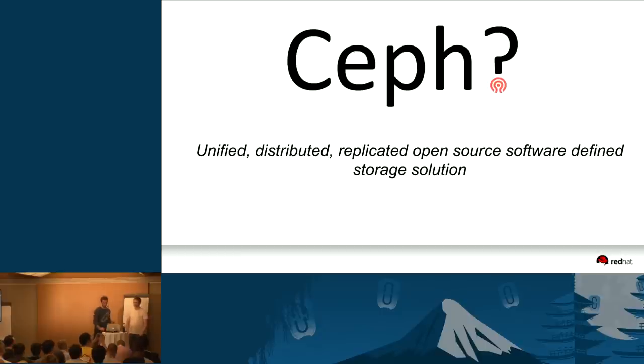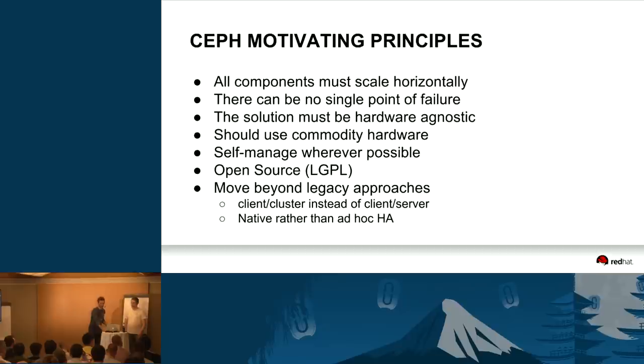So as I said, for those of you who are not familiar with Ceph, Ceph is a unified, distributed, replicated open source software-defined storage solution. Unified because it allows you to consume your data in several ways: object, block, and file system, basically. It's distributed because of the architecture, so we don't have any single point of failure. We have just a bunch of machines. It's replicated because we have replication factors of your data. And it's open source.